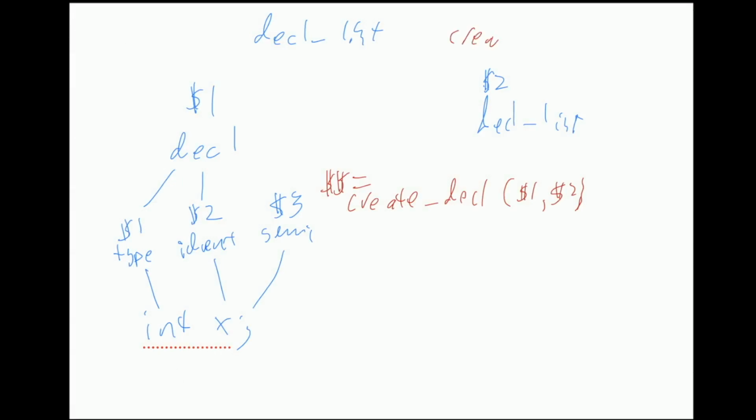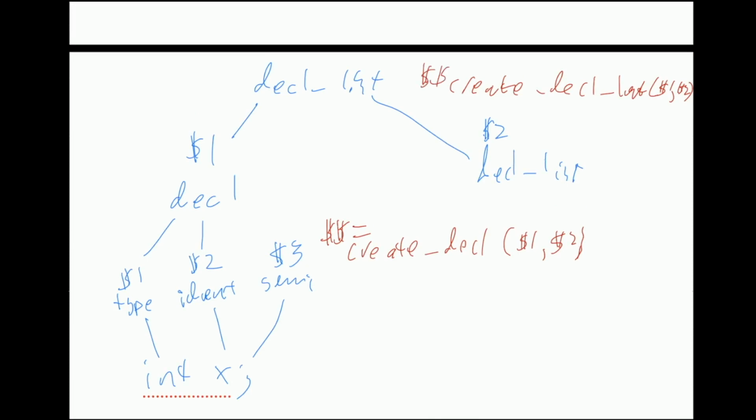So it'll run create_decl_list, give it $1, $2, and that will actually create the construct, or the actual data structure that holds these two child values, and so on. And then we make this the return value of declaration list, and it'll be again made available to its parent.